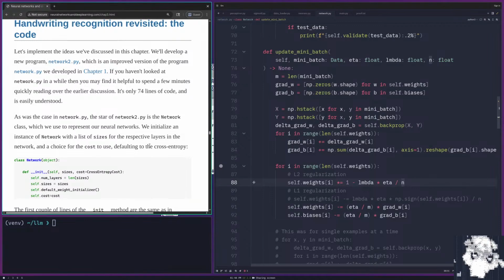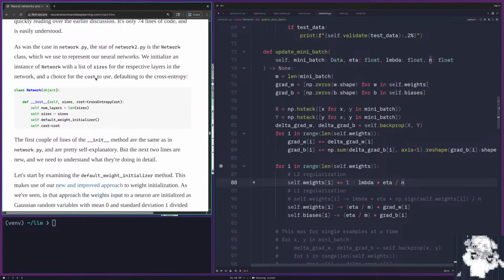Handwriting recognition revisited, the code. Let's implement the ideas we've discussed in this chapter. We'll develop a new program, Network 2, which is an improved version of the program Network.py we developed in Chapter 1. If you haven't looked at Network.py in a while, you may find it helpful to spend a few minutes quickly reading over the earlier discussion. It's only 74 lines of code and is easily understood. As was the case with Network.py, the star of Network2.py is the network class, which we use to represent our neural networks. We initialize an instance of network with a list of sizes for the respective layers of the network and a choice of the cost to use, defaulting to the cross entropy.